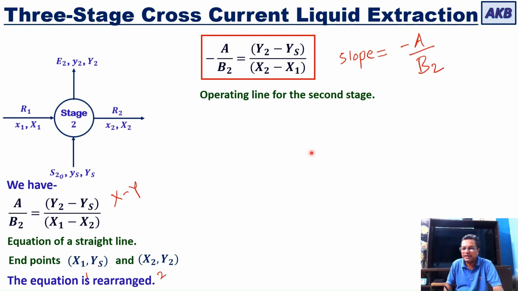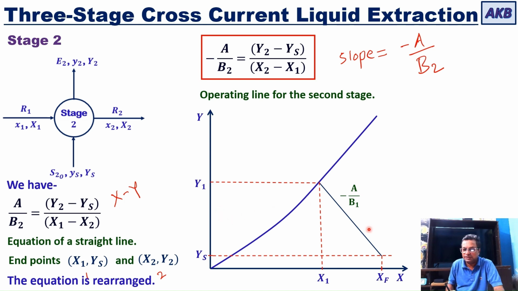Now let us represent this line on the XY plot, that is the equilibrium diagram. So here I will take the diagram that we had drawn at the end of our discussion for stage 1. So this is the line. The operating line for second stage should start at this point, because the raffinate from stage 1 is feed to stage 2. One end of the operating line is x1, y1, and this is the point which has these coordinates.